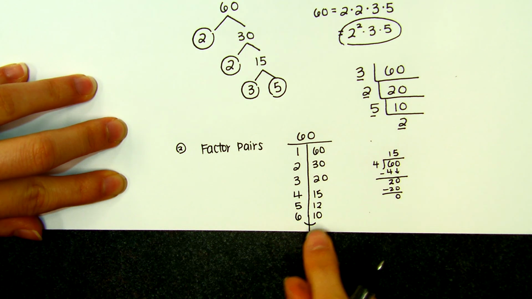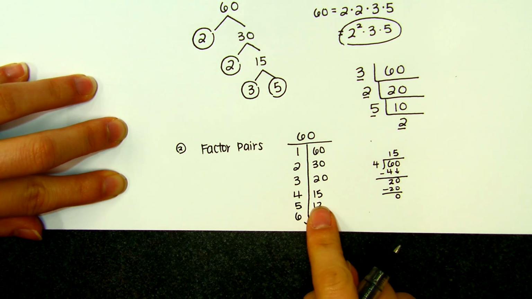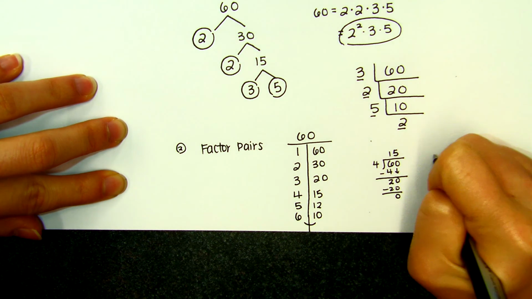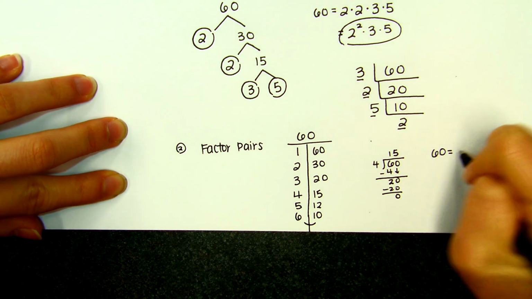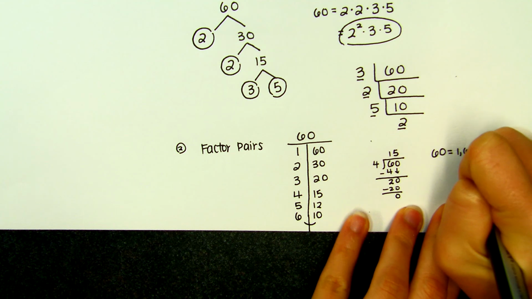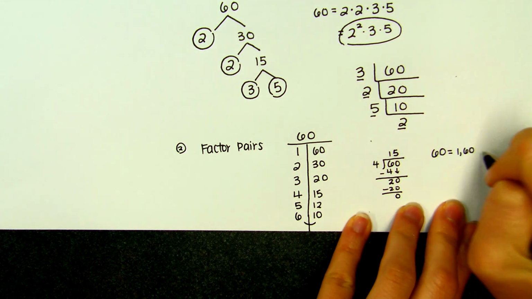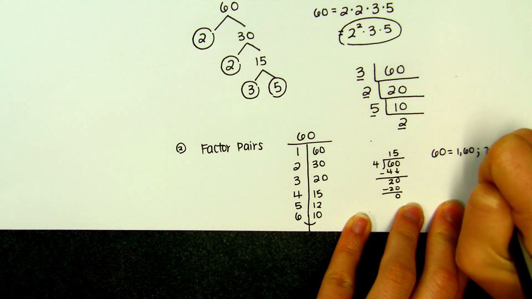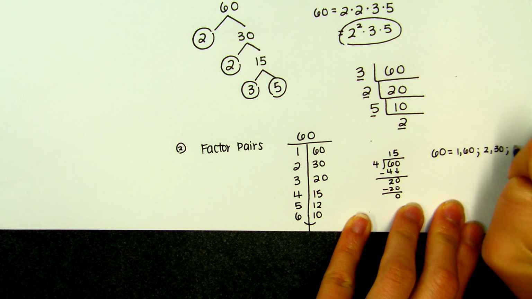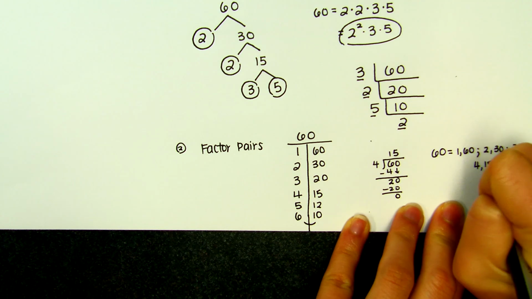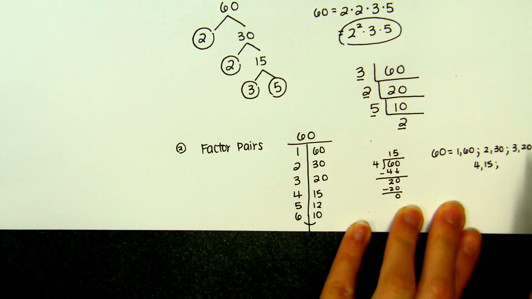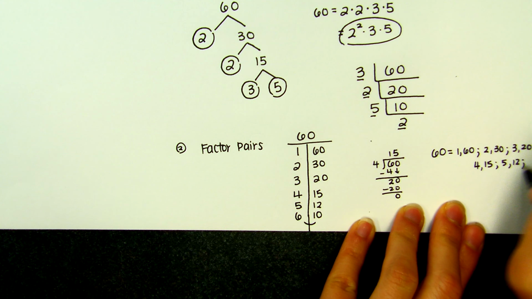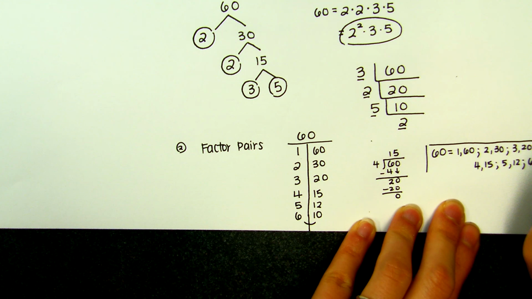Again, this is not your answer. This is just your work. So how you would write your answer would be this: the factor pairs of 60 are 1 and 60, because they need to be together. And how you separate them is instead of a comma, you put a semicolon to make that difference. 2 comma 30 semicolon, 3 comma 20 semicolon, 4 comma 15 semicolon, 5 comma 12 semicolon, and 6 comma 10. So these are all the factor pairs of 60.